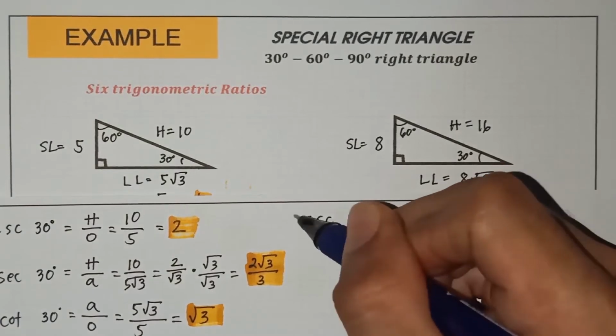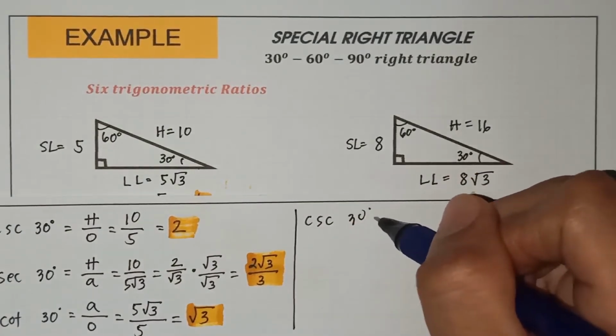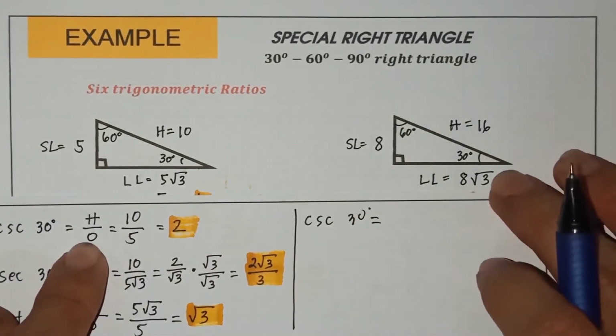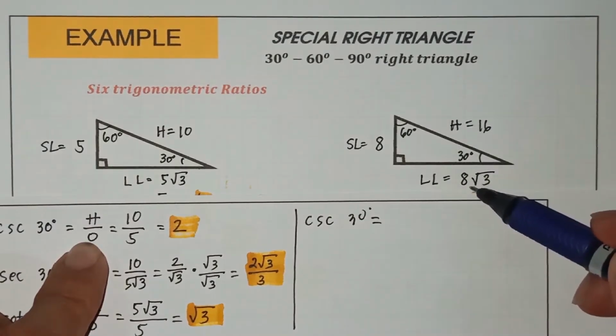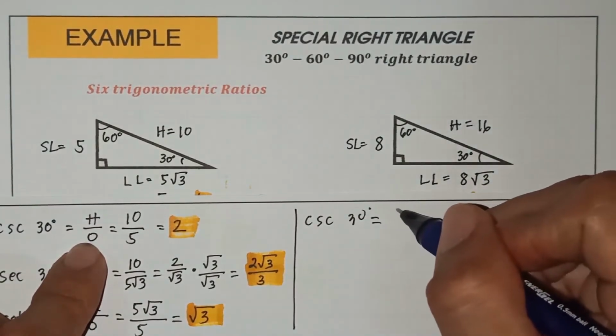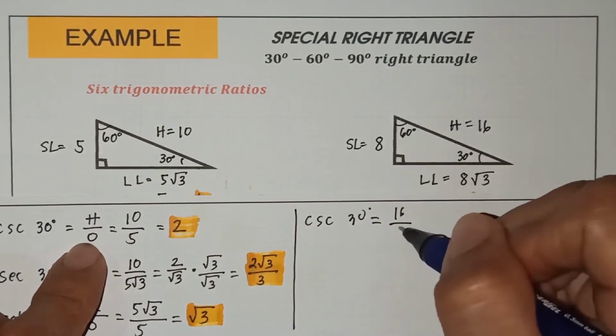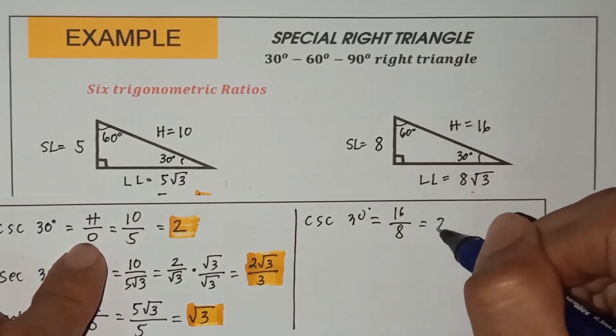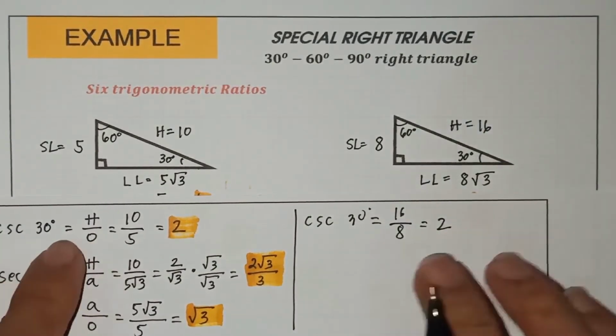Cosecant 30 degrees. The cosecant is hypotenuse over the opposite. So this is 16 over the opposite is 8. So the answer is 2. So the two are the same.